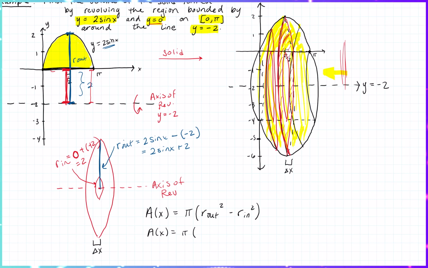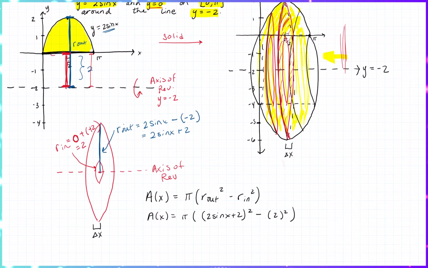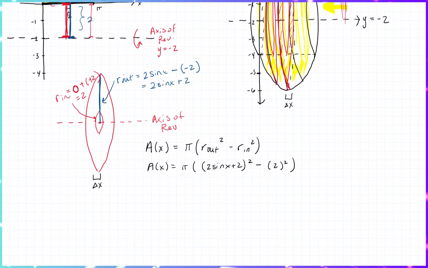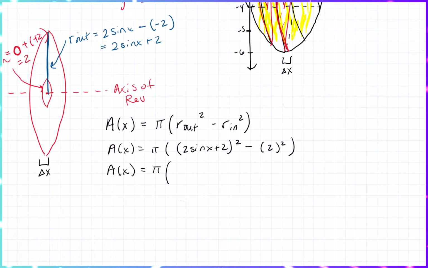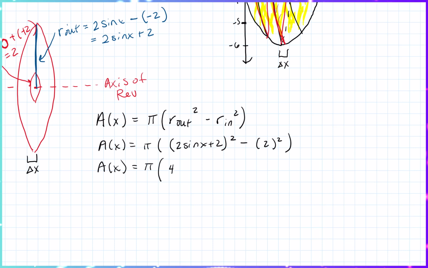So the outer radius is, we're going to plug that into our formula, the quantity 2 sine of x plus 2, squared. The inner radius is 2, so we square that. I do like to get this all simplified. We're going to pop this into an integral in just a second, but just so we don't have to simplify it in the integral, let's expand out that square. So 2 sine of x plus 2, squared, is 4 sine squared of x plus 8 sine of x plus 4, and then we're subtracting 4. All right, and if we keep simplifying, oh, look at that, that's kind of nice.